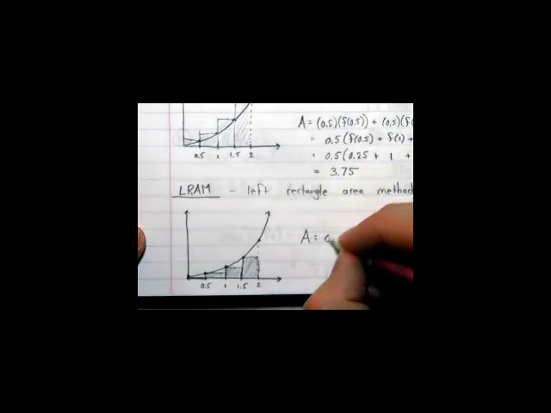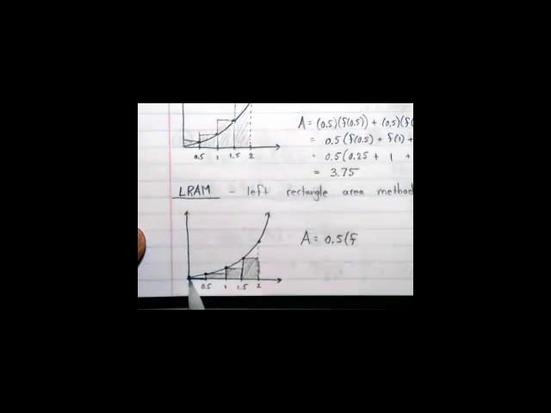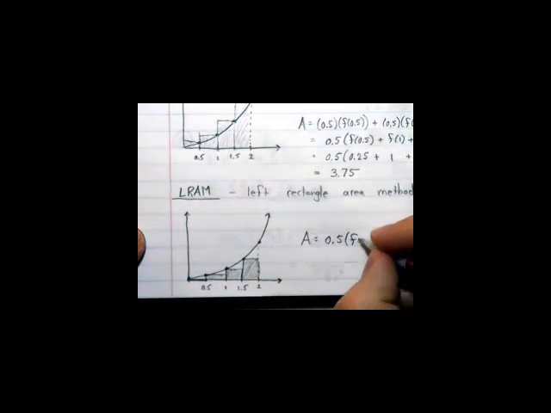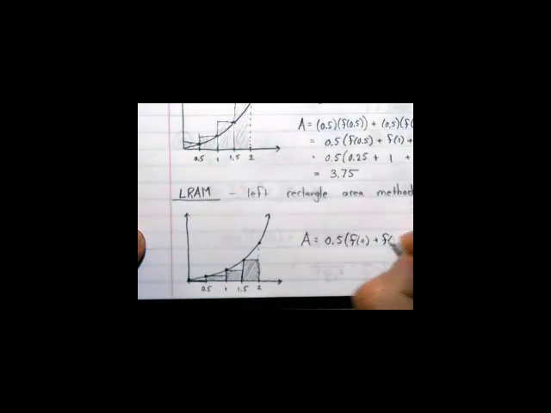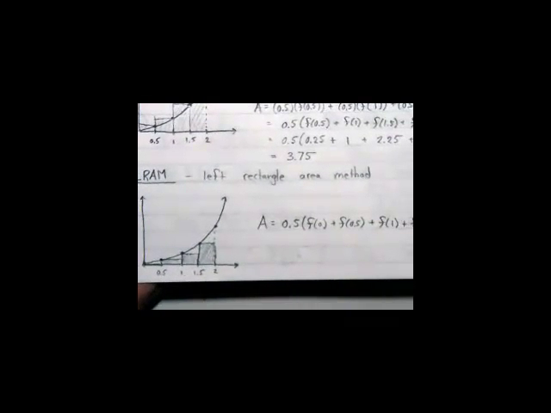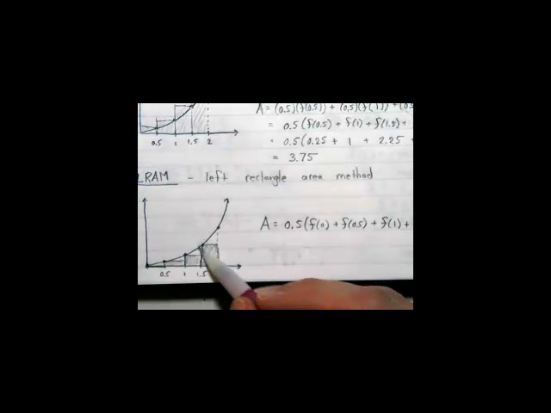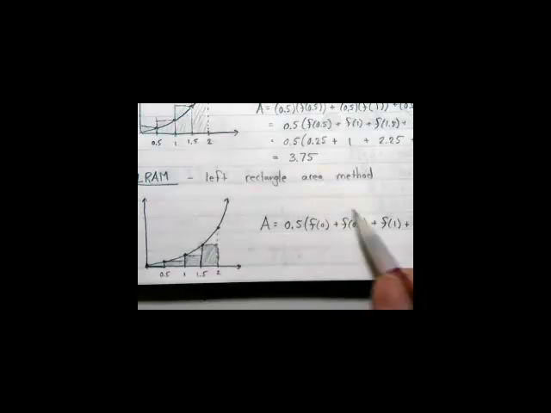So this area, 0.5. Start with f of 0, though, because technically that's the left endpoint here. So f of 0 plus f of 0.5 plus f of 1 plus f of 1.5. And notice how we don't use f of 2 this time. We don't use the right endpoint of the interval because we're not including that as part of the last rectangle. Okay? F of 1.5 indicates how tall that last rectangle is, not f of 2. So we don't need it.